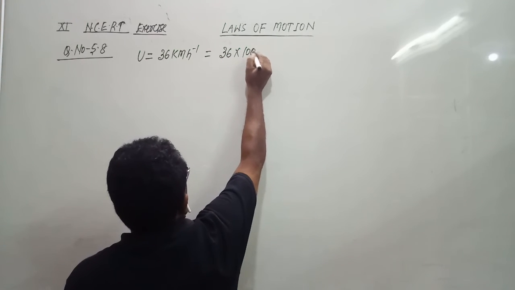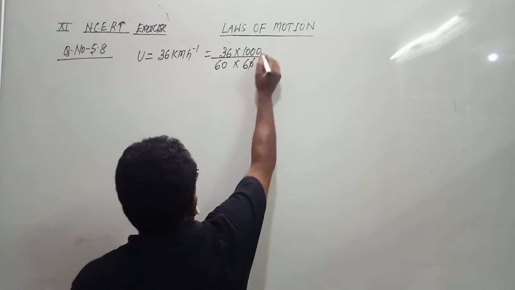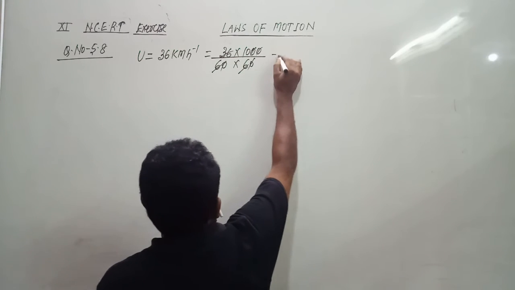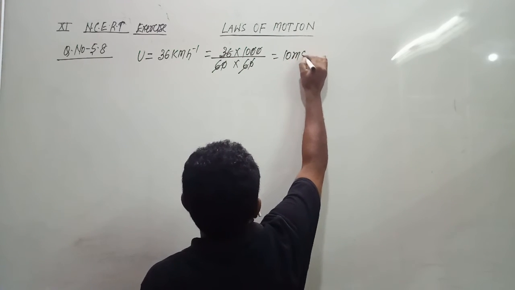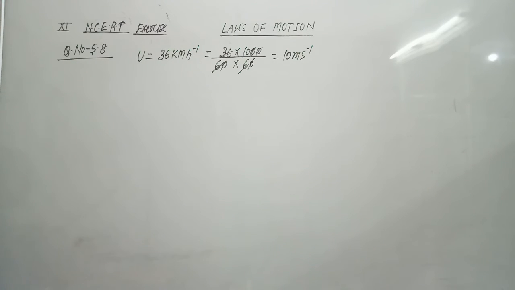So 36 into 1000 divided by 60 into 60. 6 into 6, 36. So the initial velocity is 10 meter per second. This is the speed with which the three-wheeler is moving on a road. The driver sees a child standing in the middle of the road.